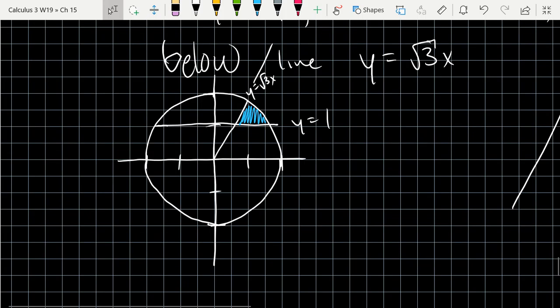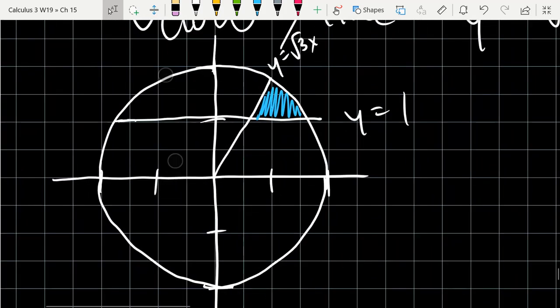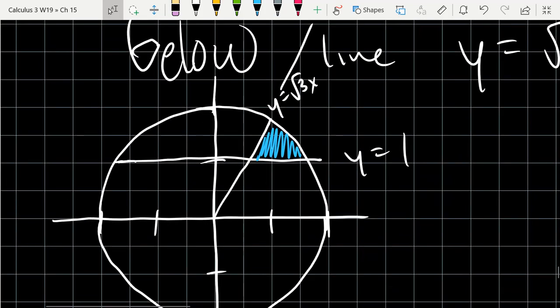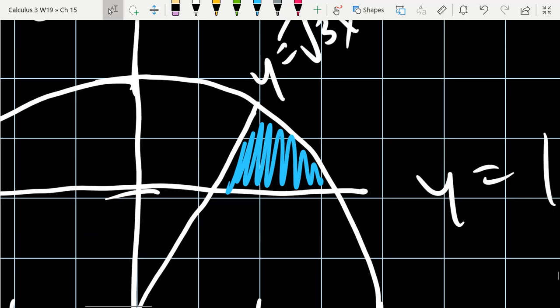So let's set this up in rectangular coordinates first, because that's how all the information was given. So set up the area in rectangular coordinates. Hopefully you didn't forget. I know that was two sections ago. Now I want to warn you, in rectangular coordinates, you do need to partition this in half because your upper function changes on the left and the right half. You have two different upper functions, or big functions. So you have to split this in half.